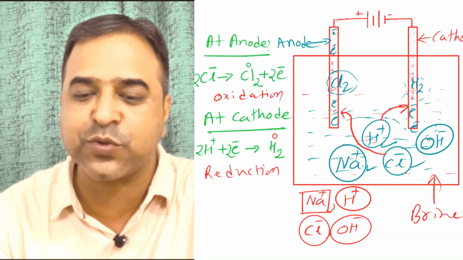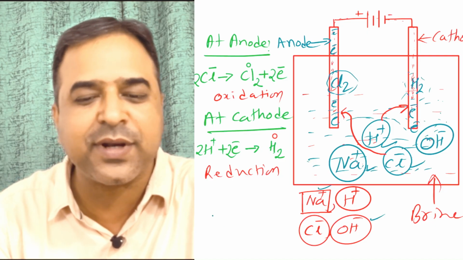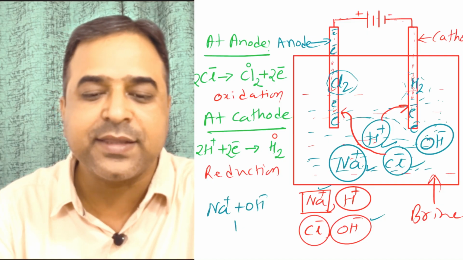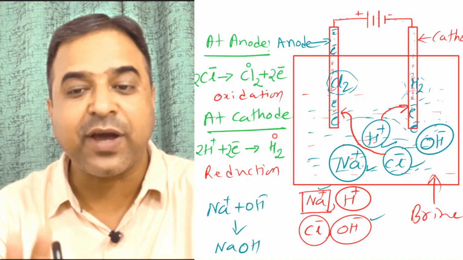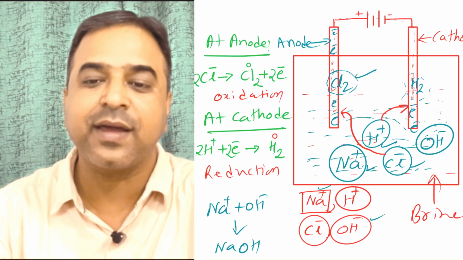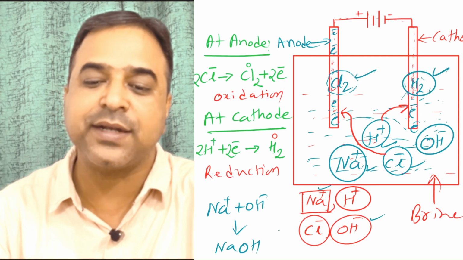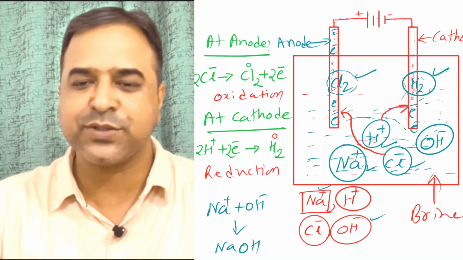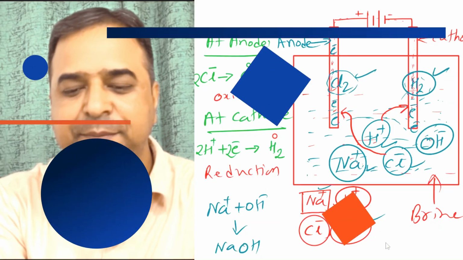But what about the sodium and hydroxide? They are inside the electrolyte only. The sodium and hydroxide ions will form sodium hydroxide. So when we do electrolysis of brine, we get three products: chlorine at the anode, hydrogen at the cathode, and sodium hydroxide in the electrolyte. Okay, children, we will do the other examples in the next slide. Okay, thank you.